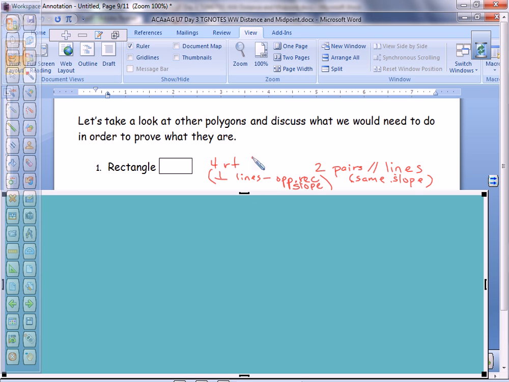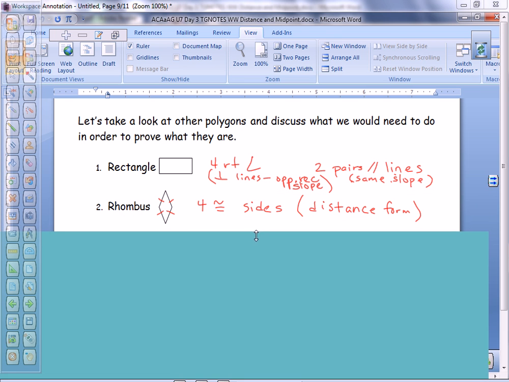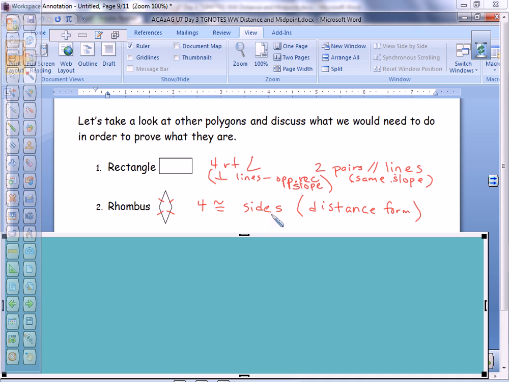Okay, rhombus. 4 congruent sides. What do we use to find congruence? Same distance, right? Distance formula. You know what, I'm just going to let you copy at your own pace. Square. We need 2 things. We need to know congruent sides and right angles. So we're going to use distance and opposite reciprocals for our slope.